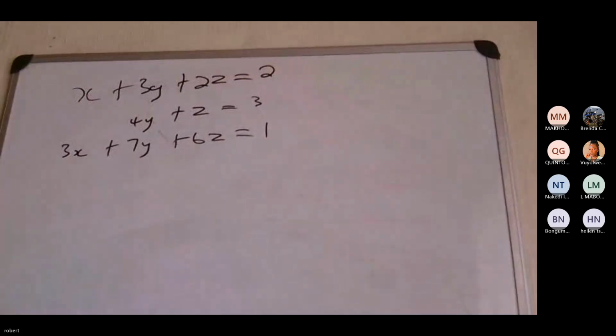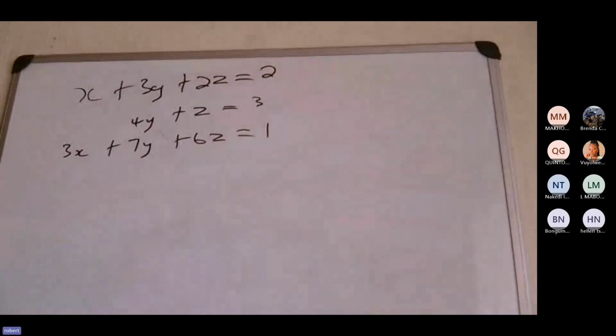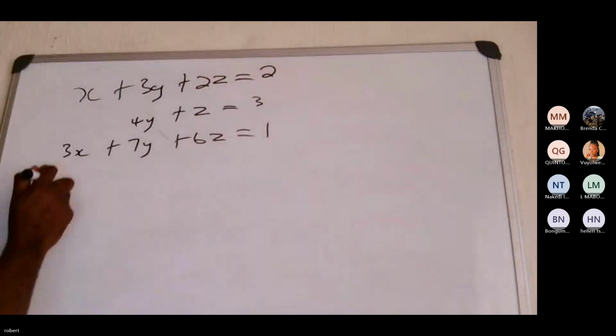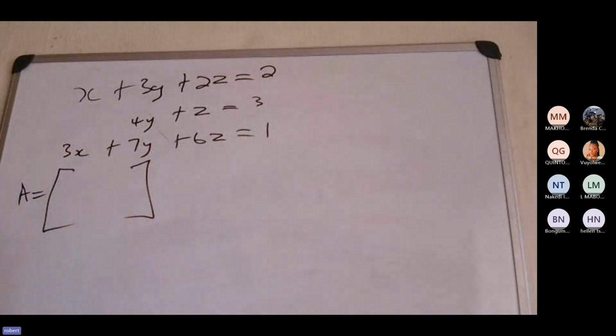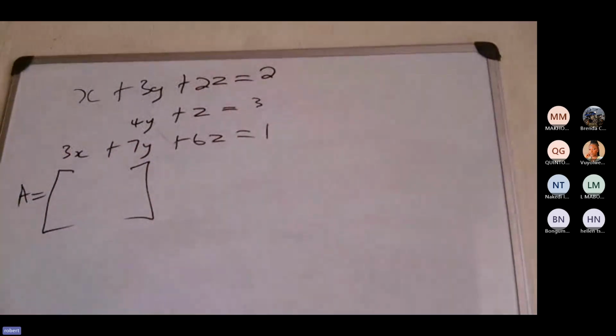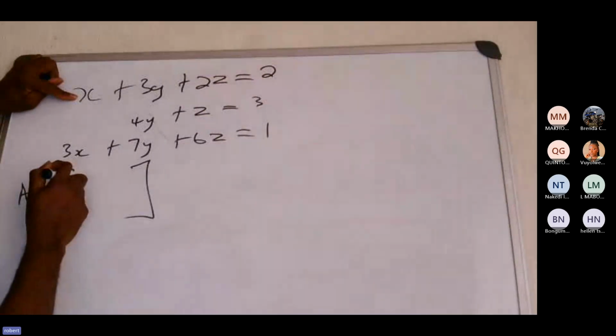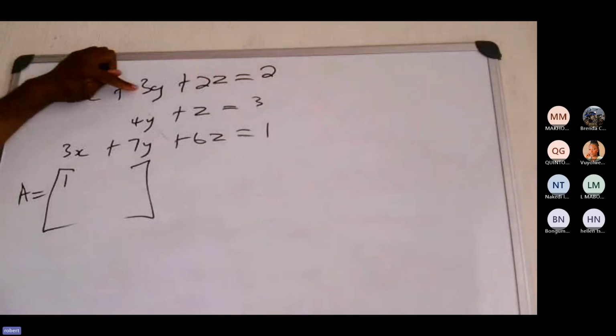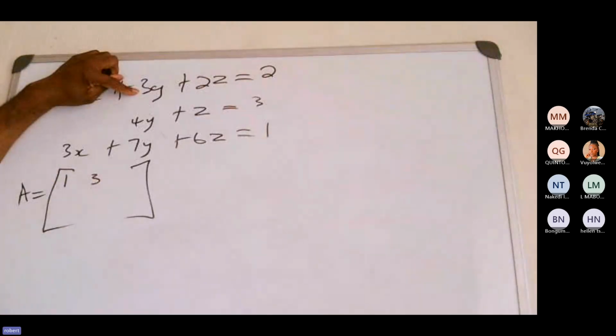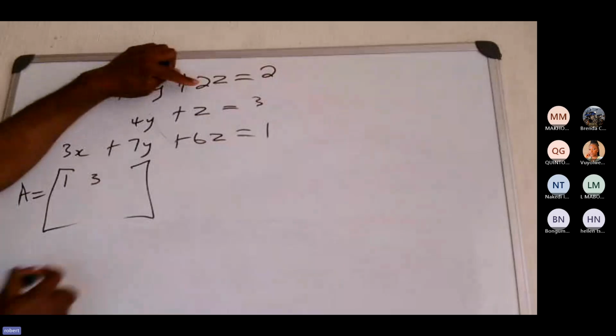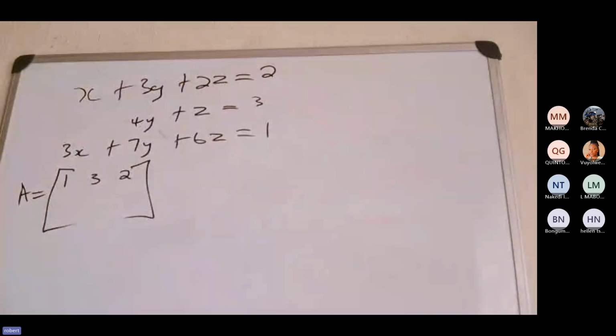Then what do you do? Then construct that coefficient matrix. Coefficient matrix, we call it A. How do you construct it? You are using the coefficients, because that is why it's called coefficients matrix, meaning the coefficients of your unknowns. Then it will be, what is this? This is 1x, and then you just write 1. What is this? This is plus 3y, then we just write 3 without the variable. What about this? It's 2z, then we just write 2.